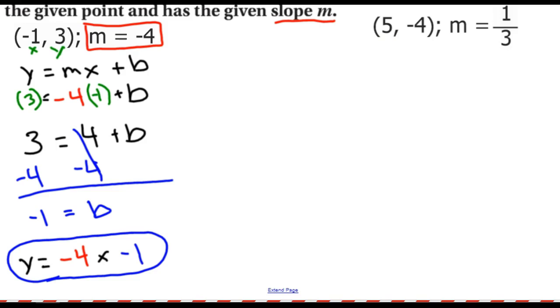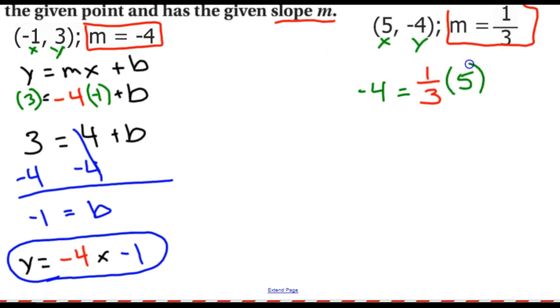Here again, we know that we have an x and a y. And we know that our slope is 1/3. So if we start with y is -4 equals our slope, which is 1/3, then our x is 5. So we don't know our b yet, though. So what we need to do is find our b.